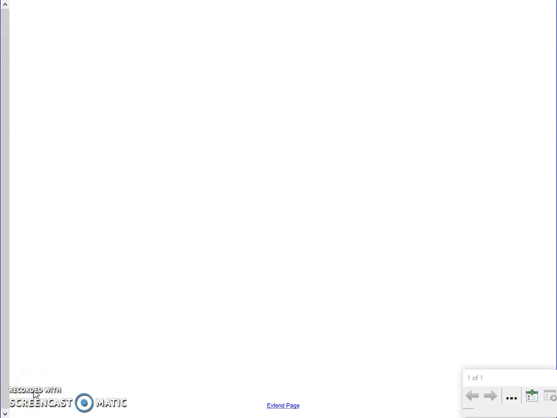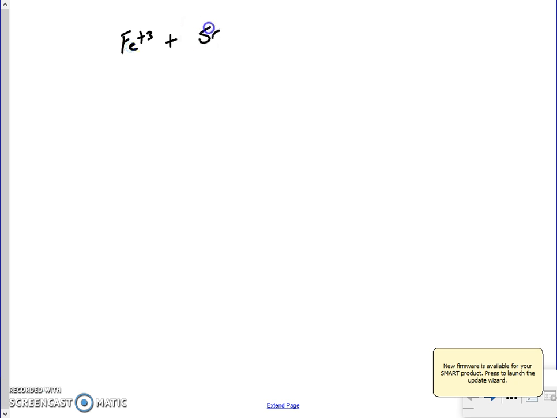Hey guys, I just wanted to go over real quickly the lab we were doing today and make sure we're fairly comfortable with the math, because I do expect you to come in with a graph on Monday for this data. So we have iron plus 3 reacting with the potassium thiocyanate, which is the SCN.